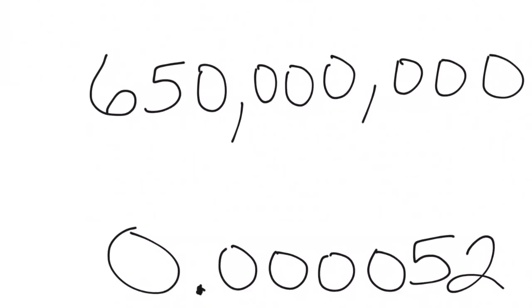Now, if you want to practice a couple numbers on your own, I encourage you to try to take these two numbers and see if you can write them in scientific notation. Remember that this top number, 650 million, is going to have a positive exponent because you're multiplying by 10 over and over. And this bottom number, since it's really small, is going to have a negative exponent since you're moving the decimal in the opposite direction and you're going to be dividing by 10 over and over. Give those both a try and see how it works for you.